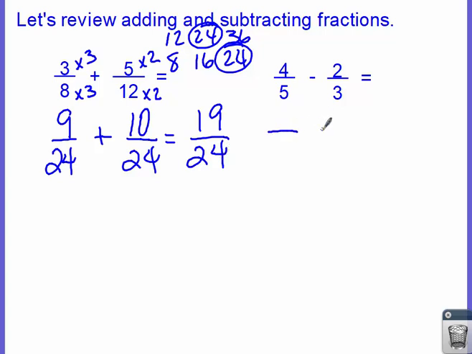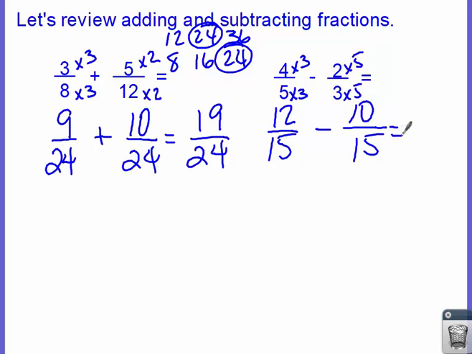So we rewrite our fractions. 5 and 3, the first multiple they have in common is 15. How did I go from 5 to 15? Multiplied by 3. So I multiply by 3 on the 4 to get 12. How did I go from 3 to 15? Multiplied by 5. So I multiply the 2 by 5 to get 10. And then we subtract. 12 take away 10 is 2. Keep your denominator, and we don't have to simplify.